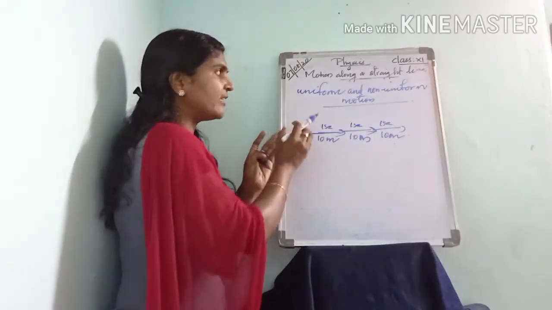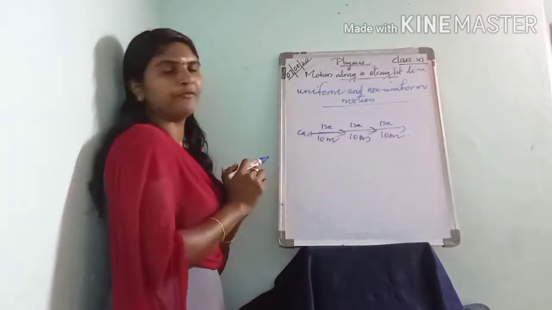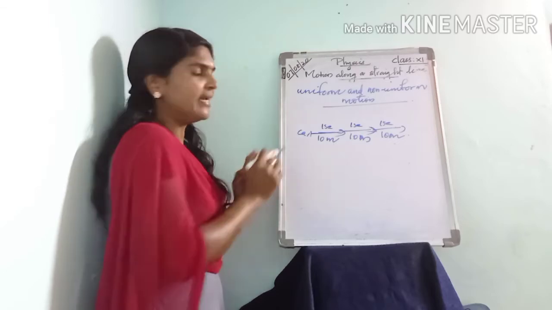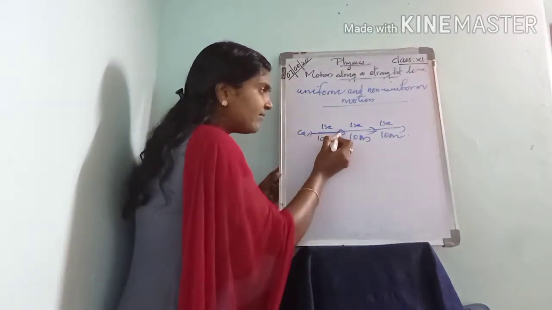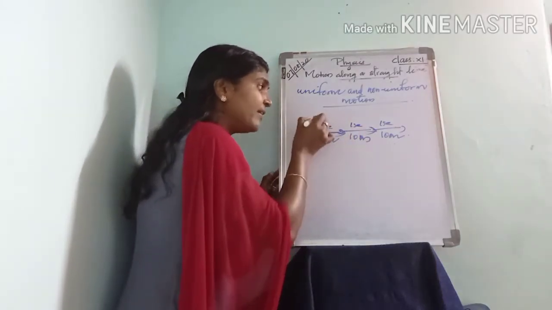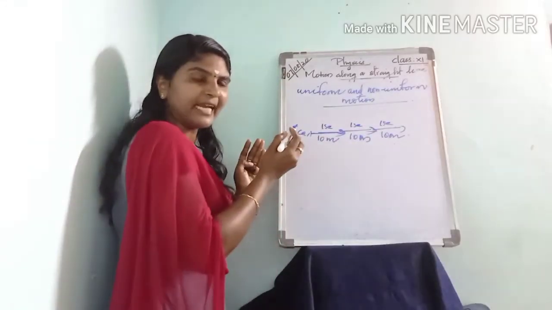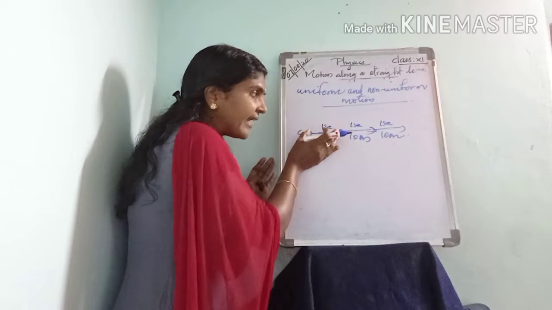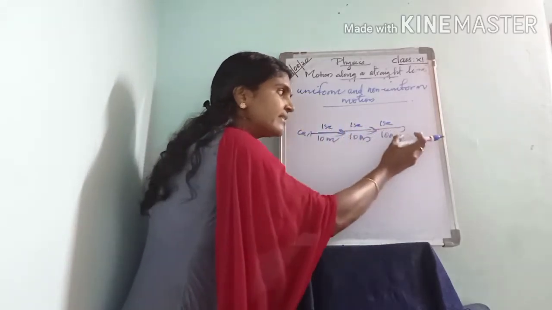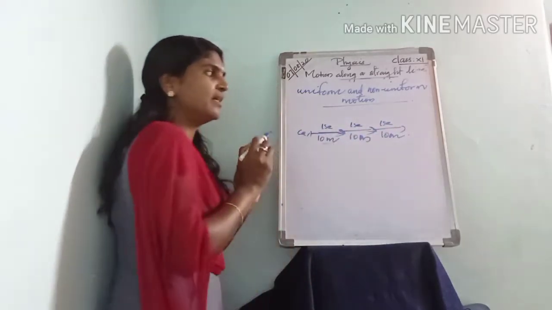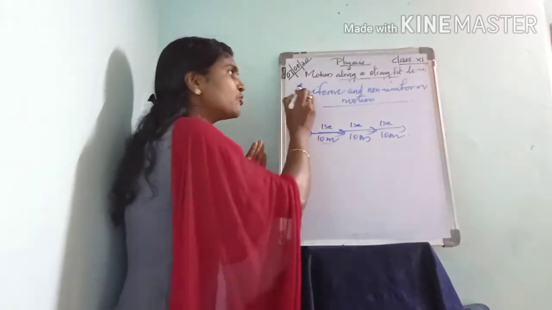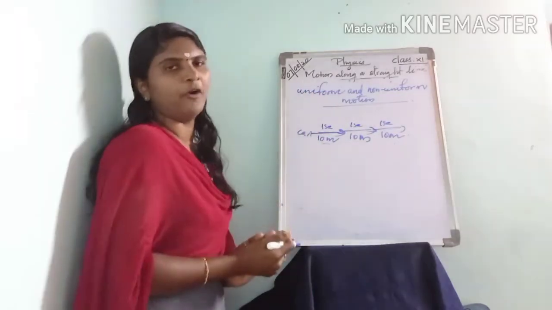Then we can say the motion of the car is uniform. The distance travelled by the car for every 1 second is 10 meters. That means for every 1 second the car covers a distance of 10 meters. So we can say the motion of the car is uniform.